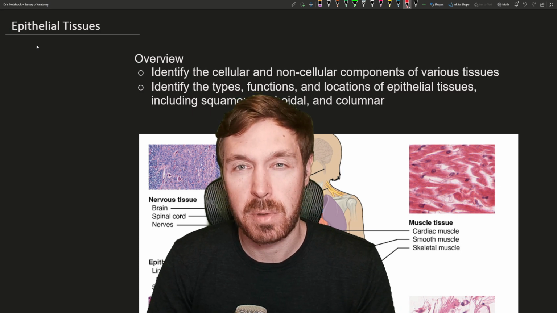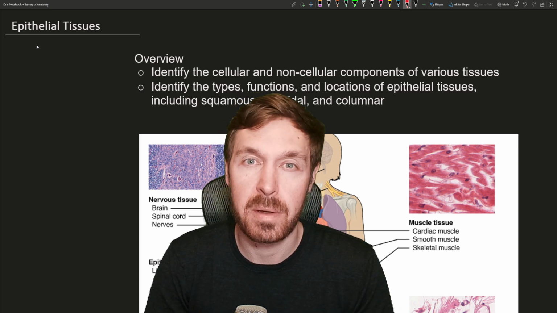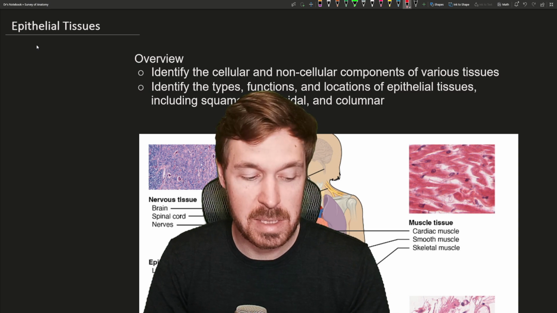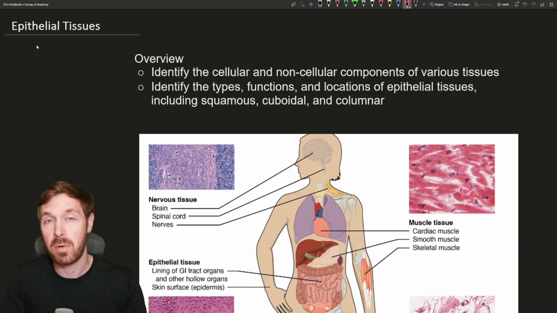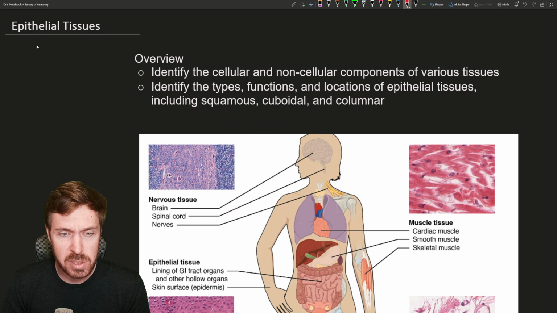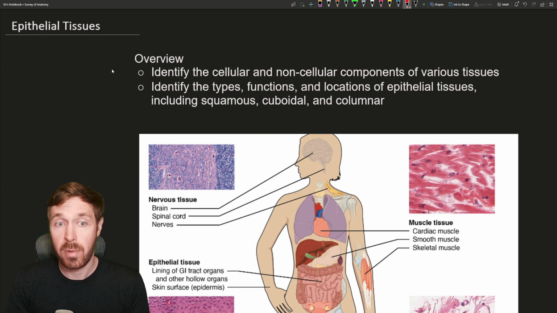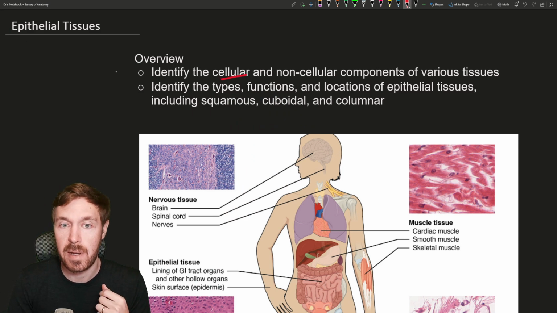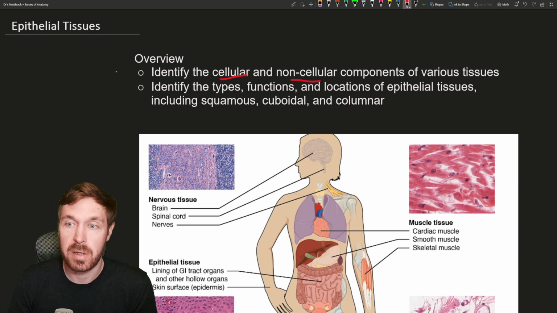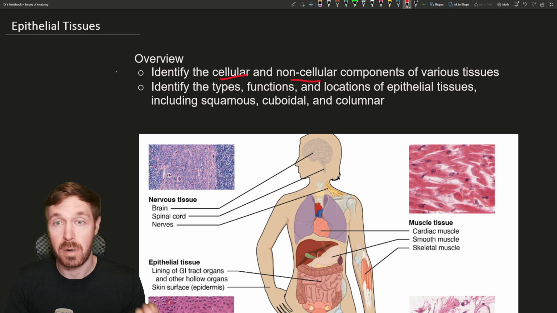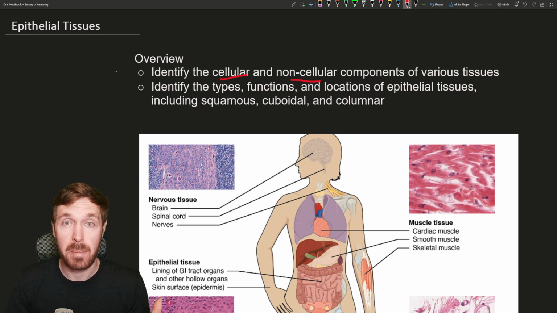The first group of tissues we're going to go into today are the epithelial tissues. These tissues are the linings and coverings, but to start, we're going to go into a general overview of all the tissues we're going to talk about. Within all of these tissues, we're going to identify the cellular and non-cellular components of them. There are certain cells that make them up, and then there are also different fibers and things like that that can make them up, and they have different characteristics and properties.